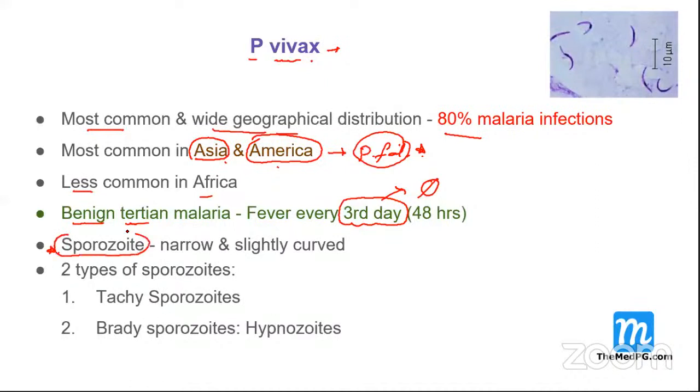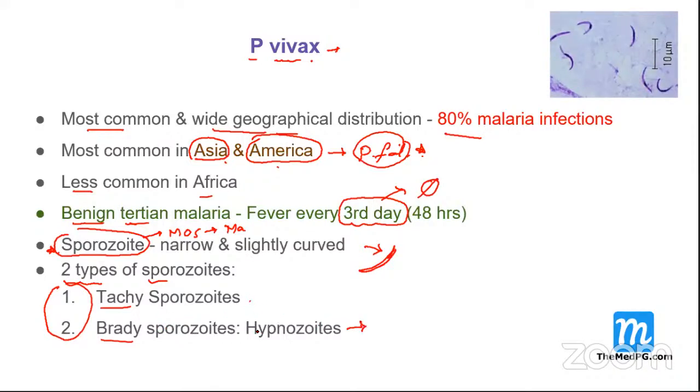So where do we see the sporozoites? These sporozoites are the ones seen in the mosquito, and it is the infective form for man. So in the mosquito, thin, slender, sickle-shaped, or curved narrow structures are seen, called sporozoites. And once these sporozoites are injected into the human, they undergo the further stages of their life cycle. And there are two types of sporozoites: one is tachysporozoites, another is bradysporozoites. Again, a very important question: which of the following sporozoites of Plasmodium vivax is responsible for relapse?